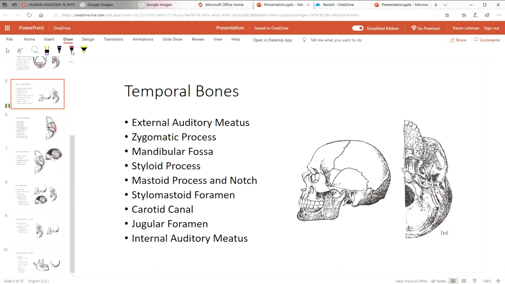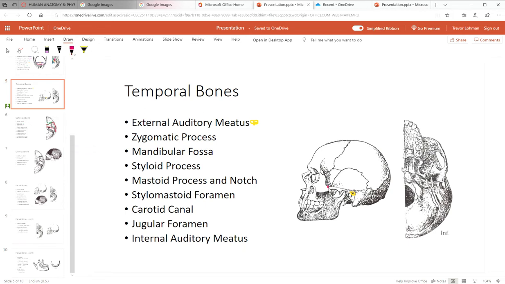Our first structure is the external auditory meatus. That is this structure right here. This is where sound waves pass through your ear and enter this canal. Eventually they run into your cochlea, which is a sense organ in your inner ear that converts those sound waves into action potentials. And based on the frequency and quantity of those action potentials, you can hear different pitches and tones and volumes.